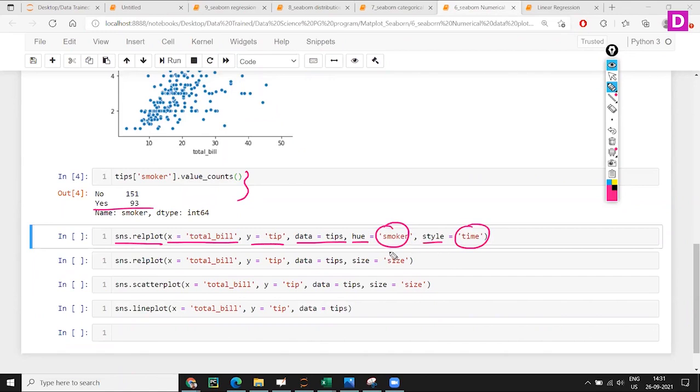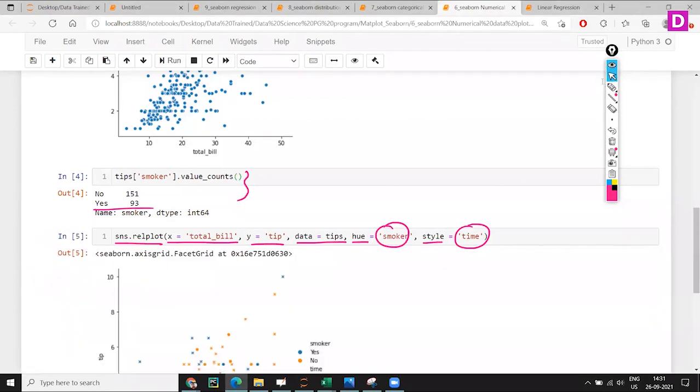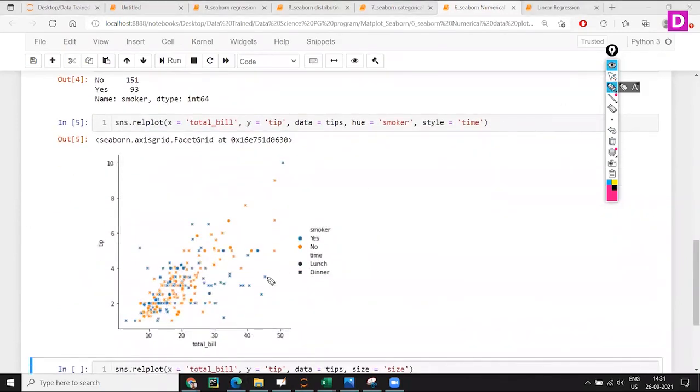So I will explain that, right? I cannot put you in an imagination world, so it's better to plot it and interpret this. You'll get to know yourself. So now, this is basically, again, a relational plot. Here we can individually identify the data. Like, I say hue equal to smoker.